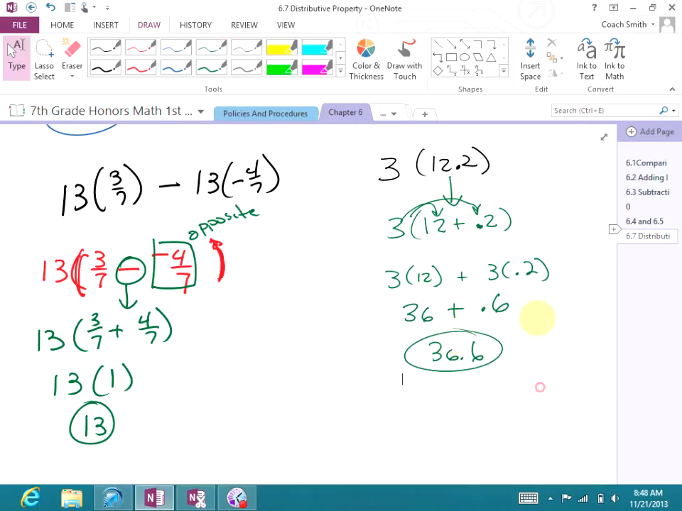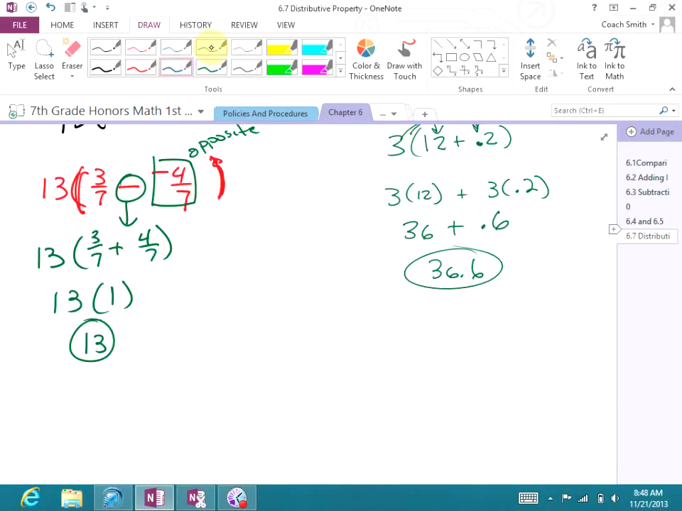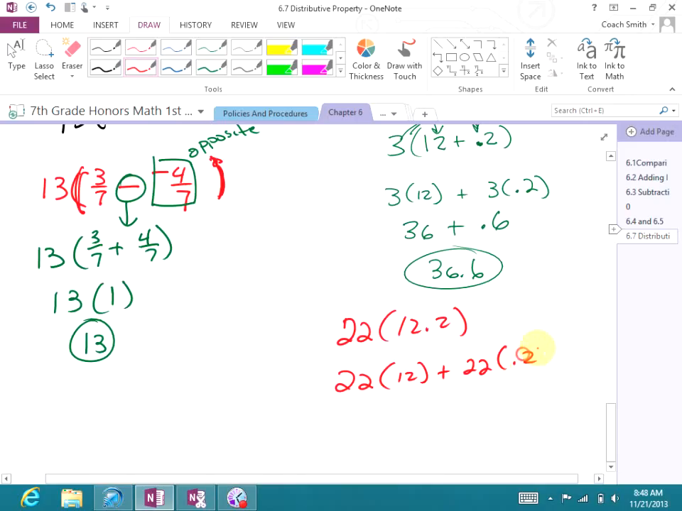Now understand that that works regardless of what number's outside the parentheses. In other words, you could have 22 times 12.2. Okay, well that's still 22 times 12 plus 22 times 0.2. It doesn't matter if it's a 2-digit number, a 3-digit number, or what, you're still going to end up with the same thing.